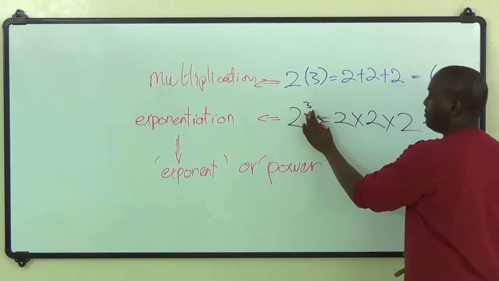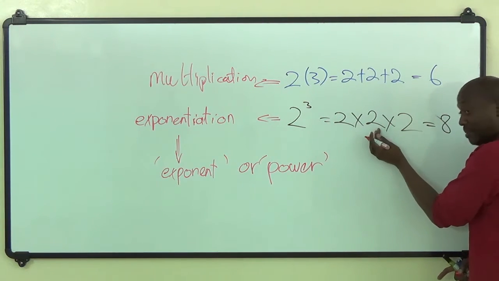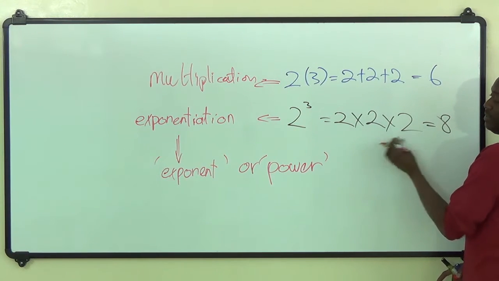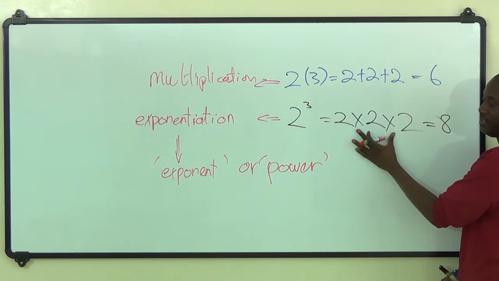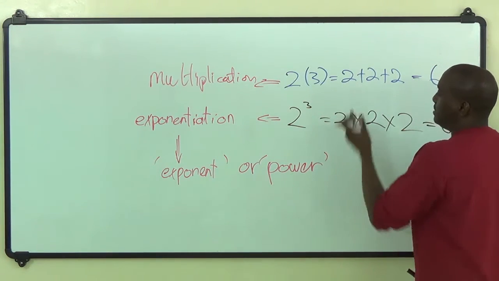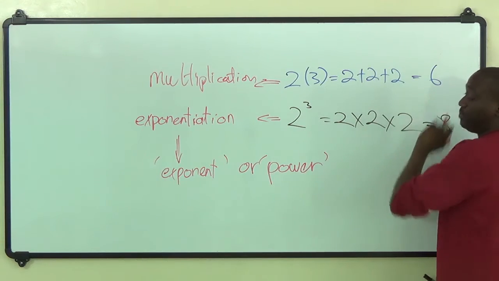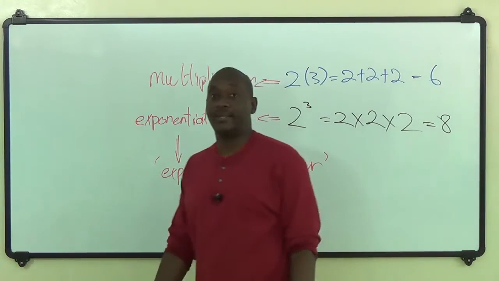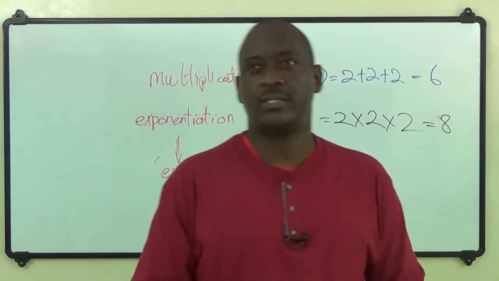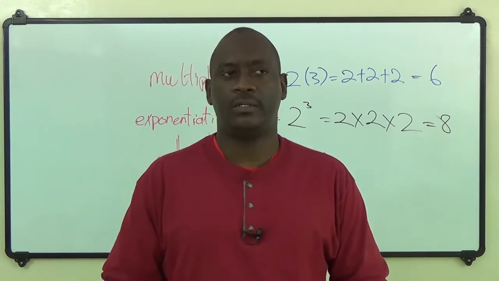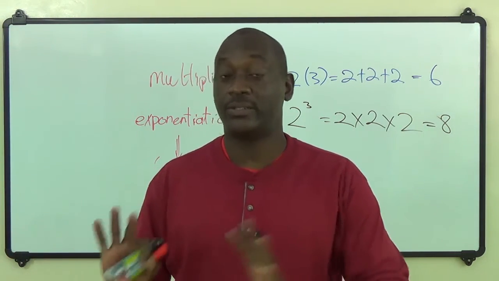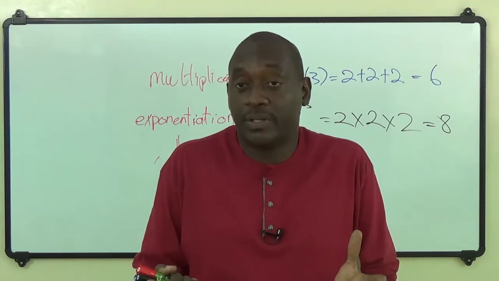So 2 to the power of 3 is 2 multiplied by 2 multiplied by 2. So yes, you have 3 2's, but the operation is multiplication. 2 multiplied by 3 is 2 plus 2 plus 2. Big difference. Big difference. All right? Now, there's a special case where, now there are other cases like it too, but we wouldn't get too deep into it. I'm just going to use the number that most people are familiar with.